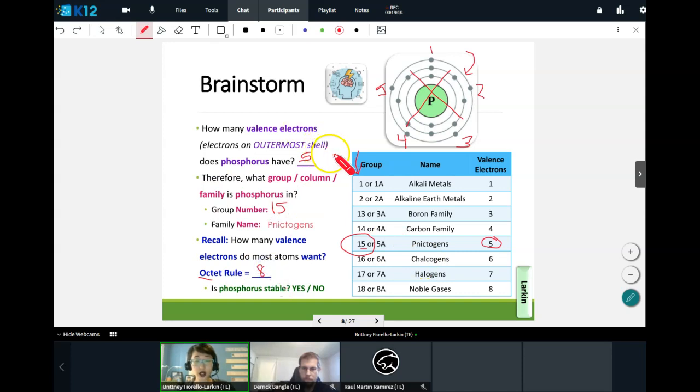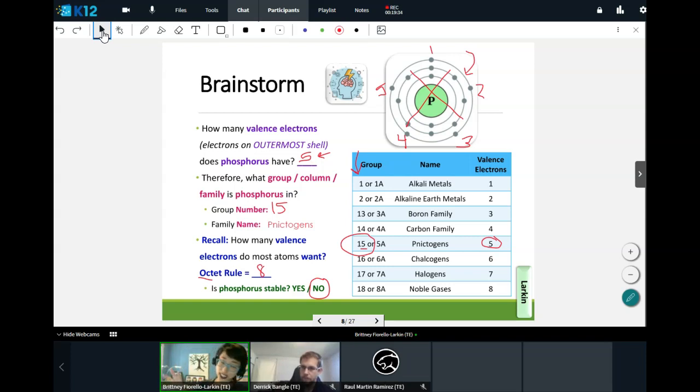So phosphorus currently has 5. We just counted those up. So is phosphorus happy? Is it stable? Yes or no? If it has 5 but wants 8 in total, is it happy? Is it stable? No, and this is actually what we saw with magnesium yesterday as well, magnesium being a metal, and we saw how magnesium eventually loses its valence electrons to get to a full shell.